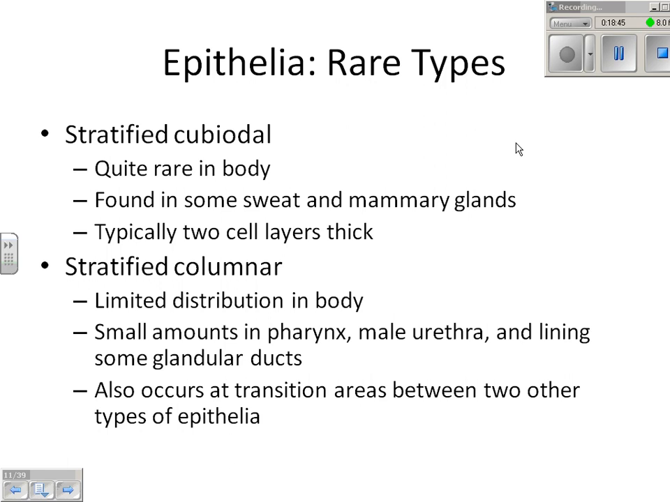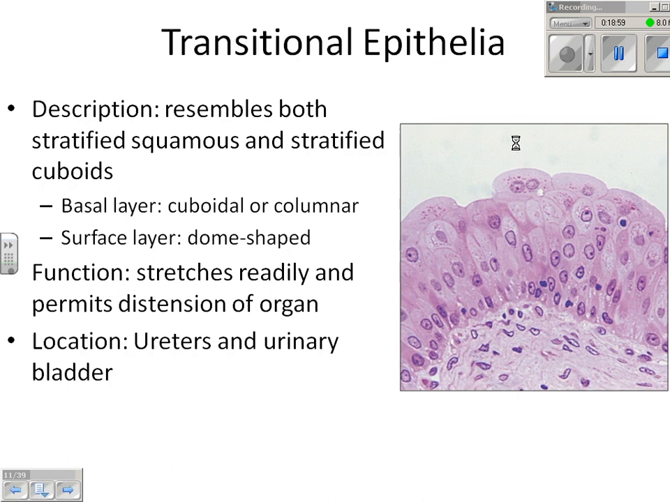They can stretch out a little bit, and they're transitional because they look like they're transitioning between different types of epithelial tissue. The basal layer, again, you'll see some columnar, some cuboidal. But this dome shape or balloon shape on the apical layer is what helps you to identify the tissue. And where will you find this? Ureters and urinary bladder. These are both areas of stretching and distension.